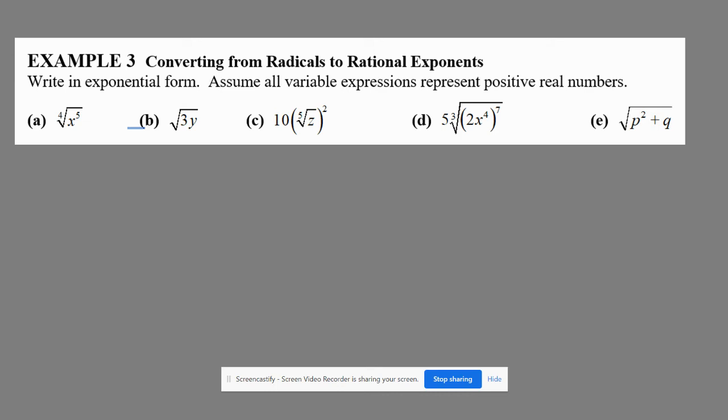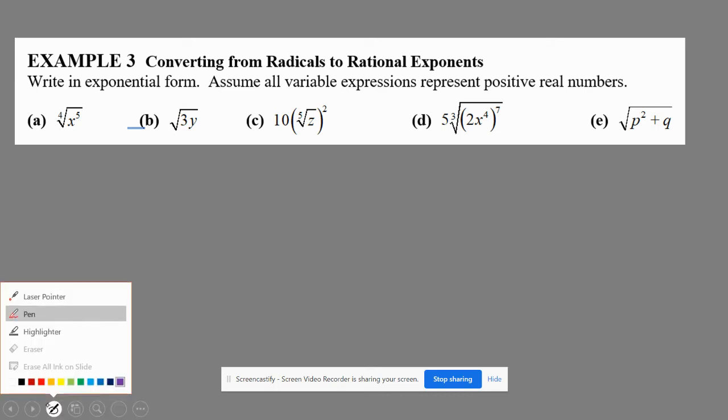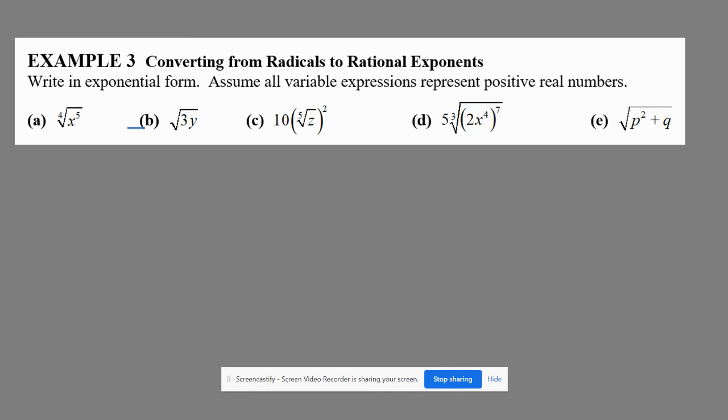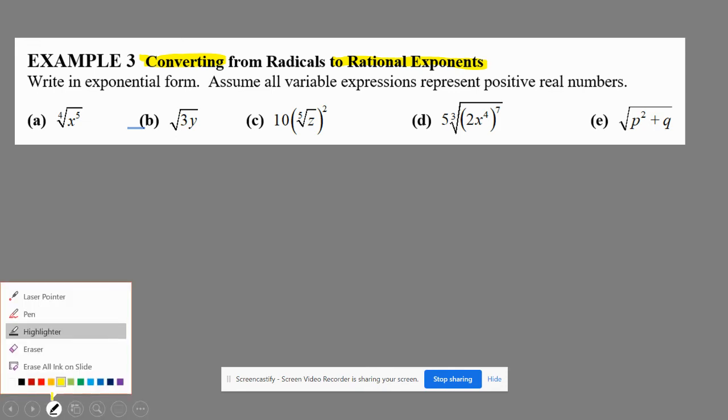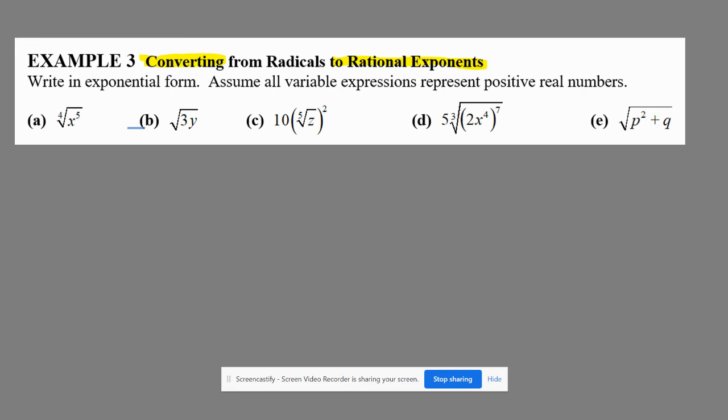Example 3. Now we're going the opposite direction. It's not asking us to evaluate. It's just saying to convert to rational exponents. And so that means our final answers are going to have fraction exponents. For letter A, our base is X. Our power is 5. Our root is 4. Power over root every single time. So X to the 5/4 power would be our answer.